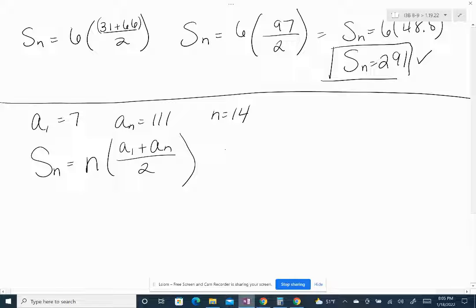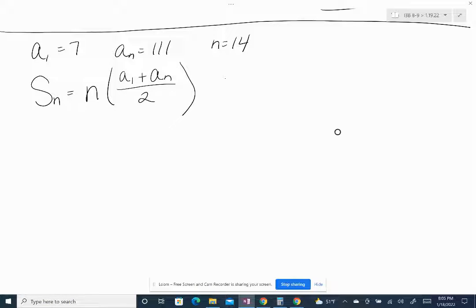Okay, so let's take a look at another example. Let's say we know the first number is 7. We know the nth number is 111, and our n is 14. So we can figure out how they're all added together between the 14 rows, 14 days, however you want to count them. And we can solve it without finding our d, which really saves us a lot of time. So S of n is equal to our n.